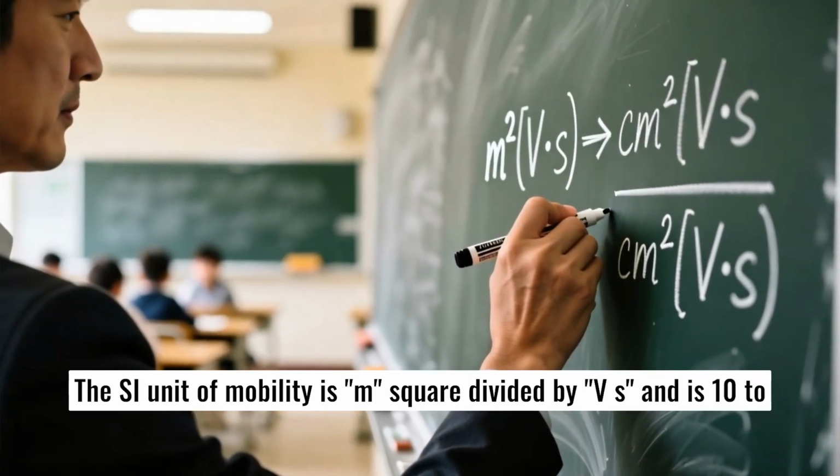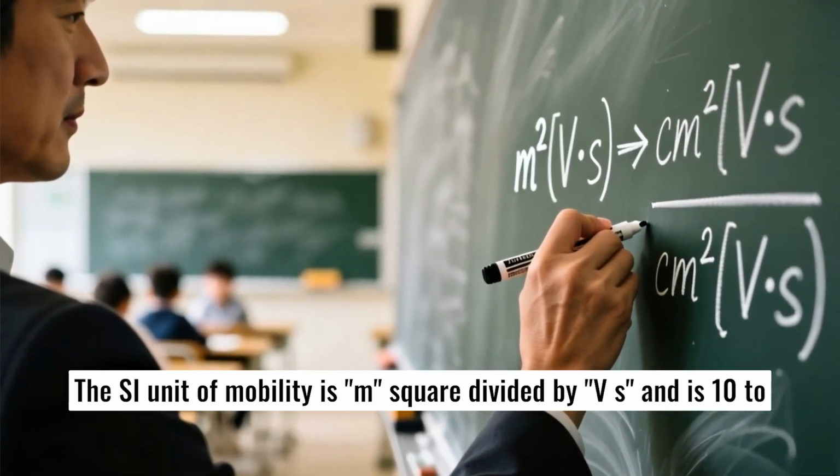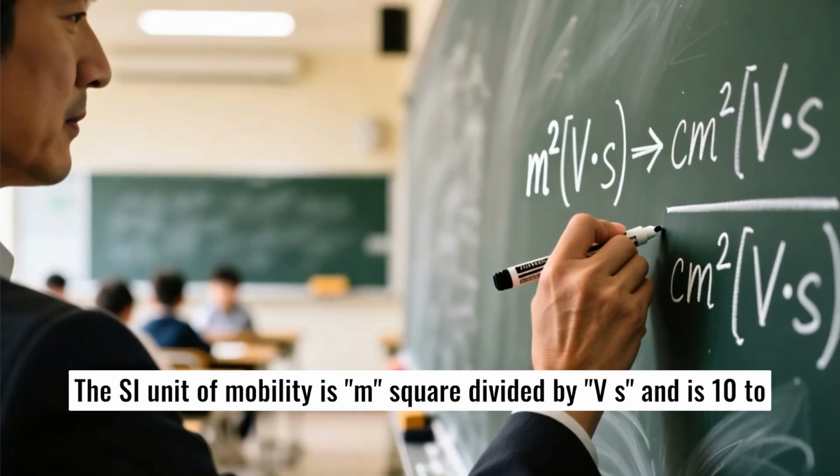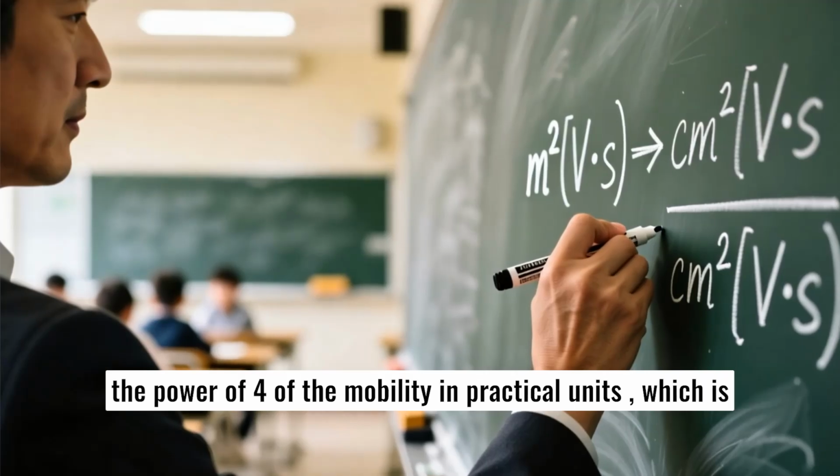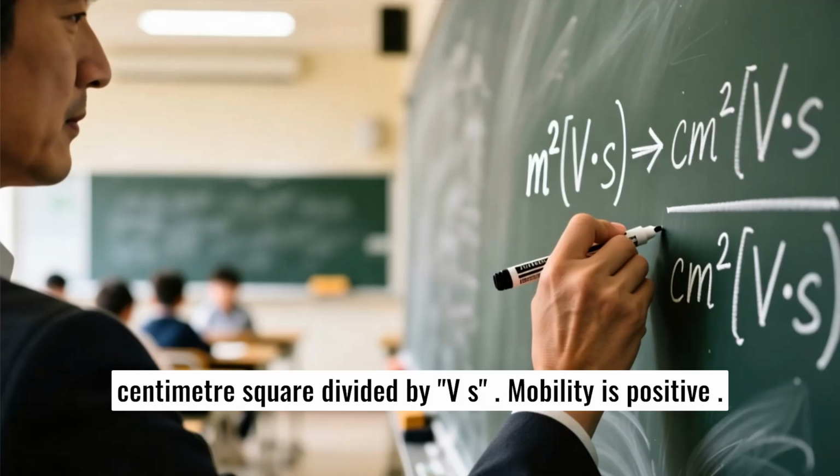The SI unit of mobility is m squared divided by V s, and is 10 to the power of 4 times the mobility in practical units, which is centimeters squared divided by V s. Mobility is positive.